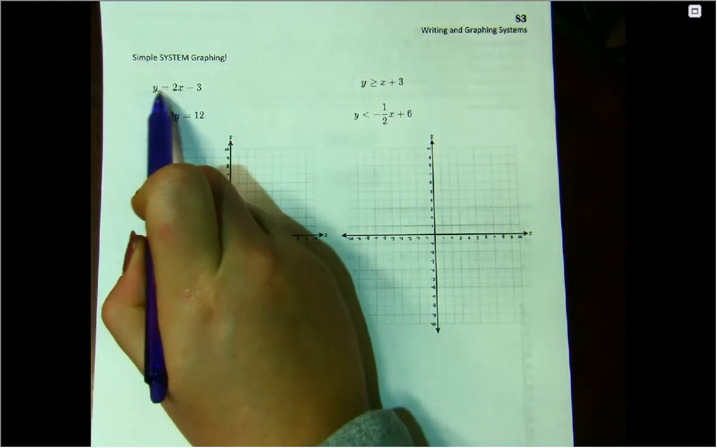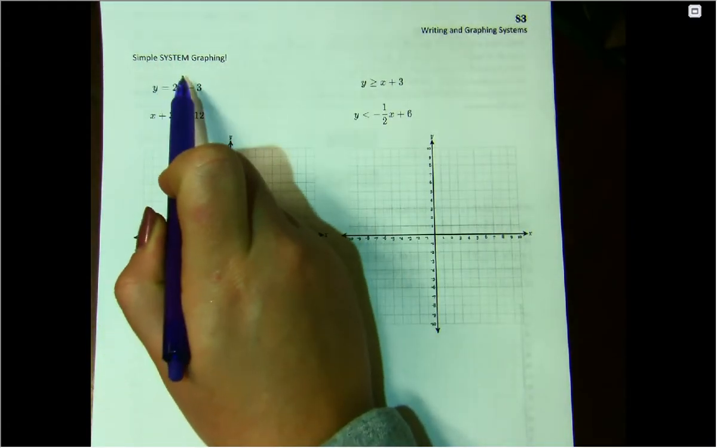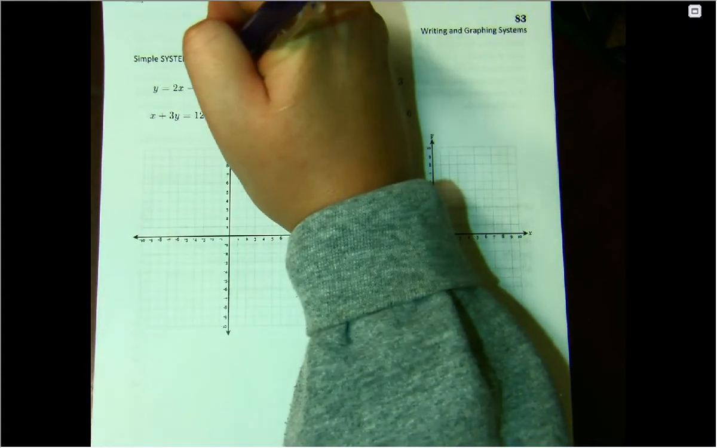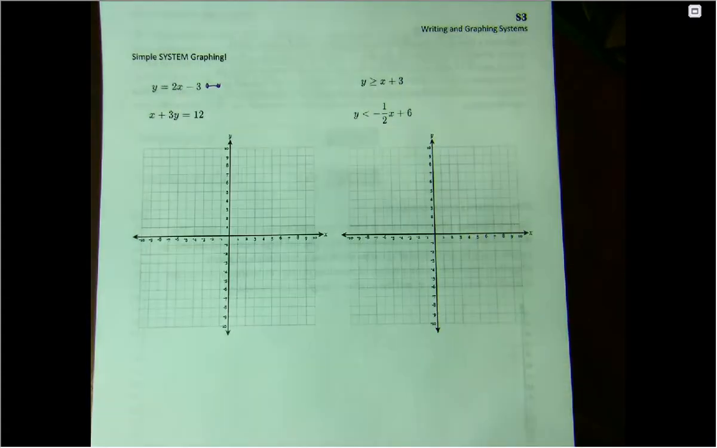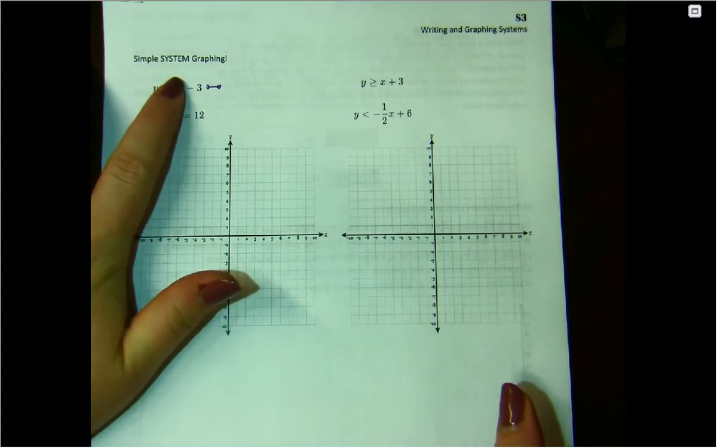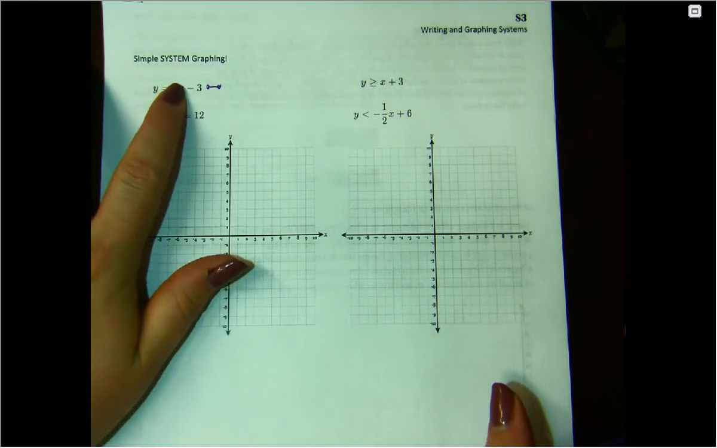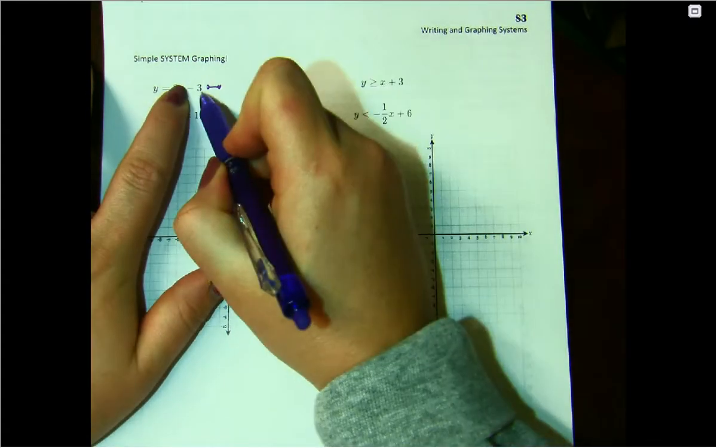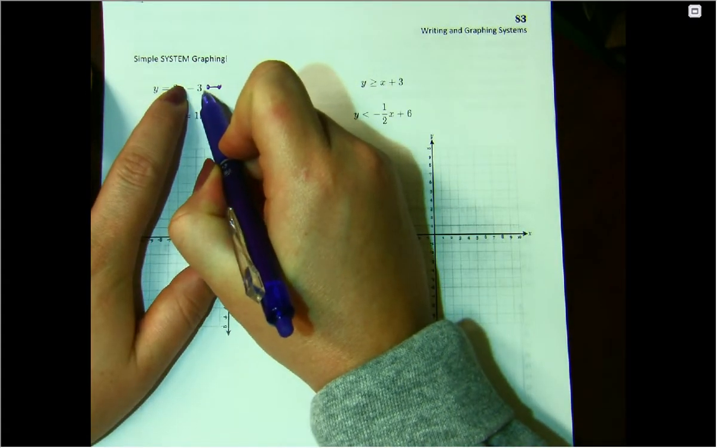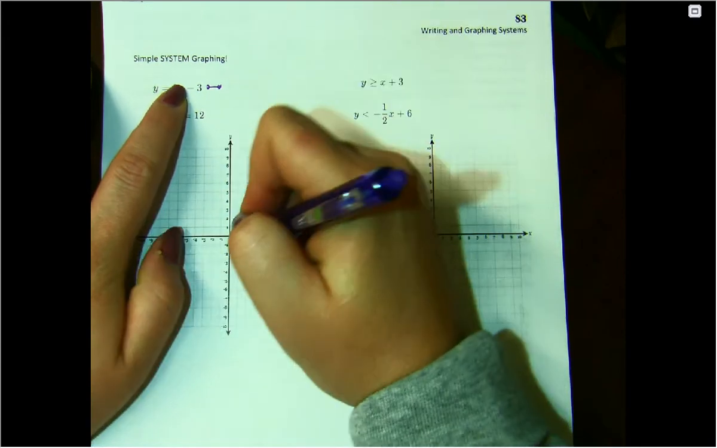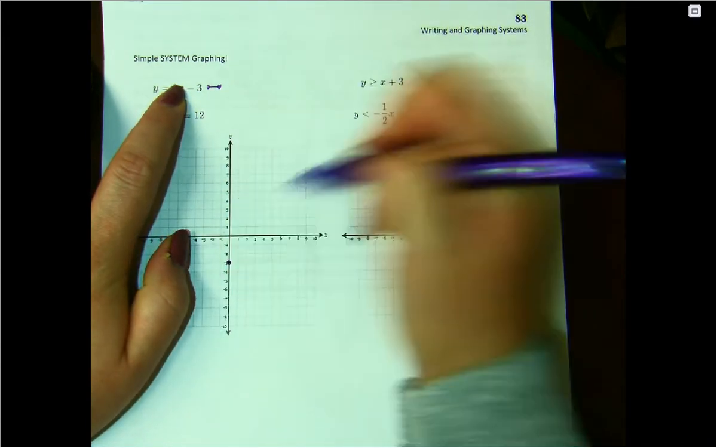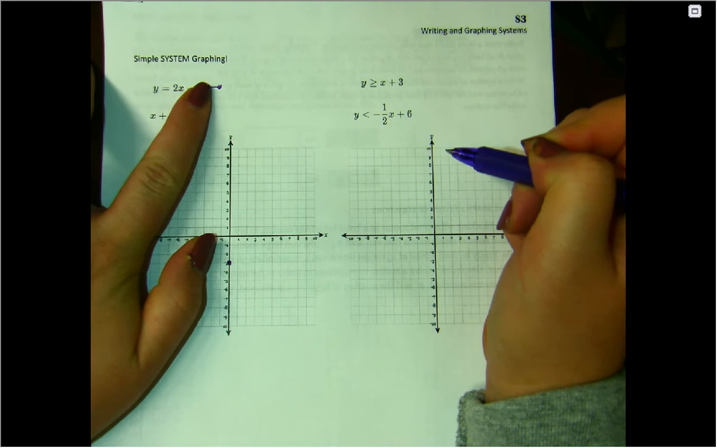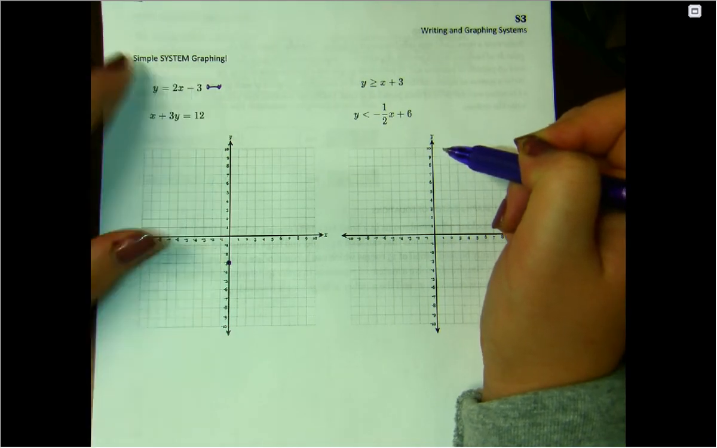So I have y equals something all by itself over here already, so I can actually just graph this one. I'm going to do this one in this color. Okay, and how I graph them is I'm going to cover the slope because the slope tells me how to move. And then down here it says y equals -3. So that is your b, or your y-intercept, or where you begin. So I'm going to begin at -3. So I'm going to have a point at -3.